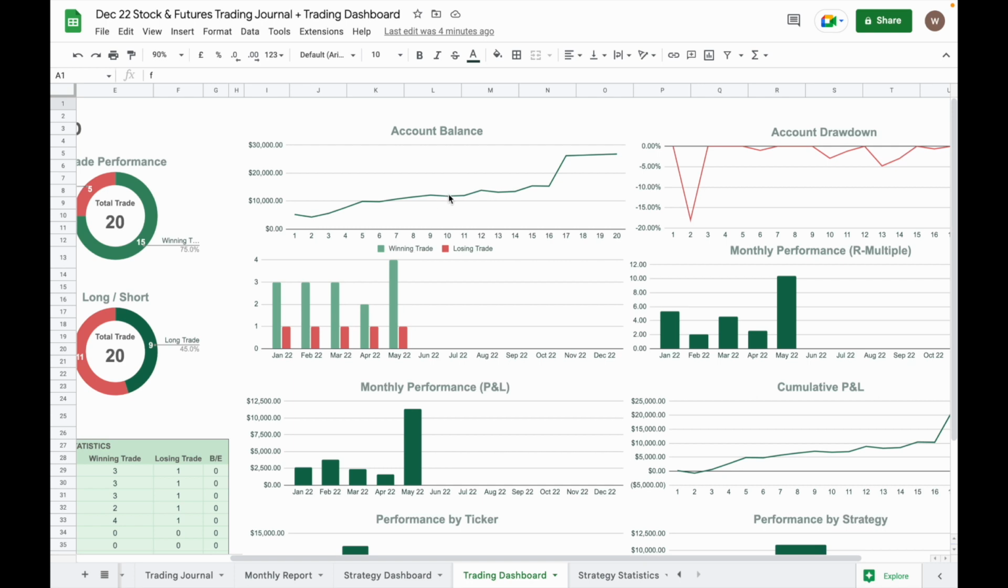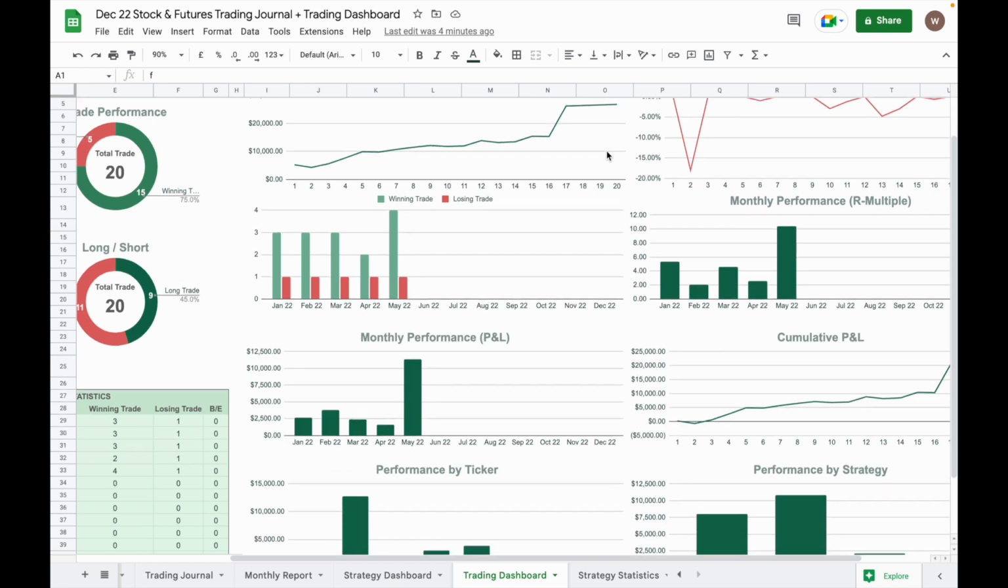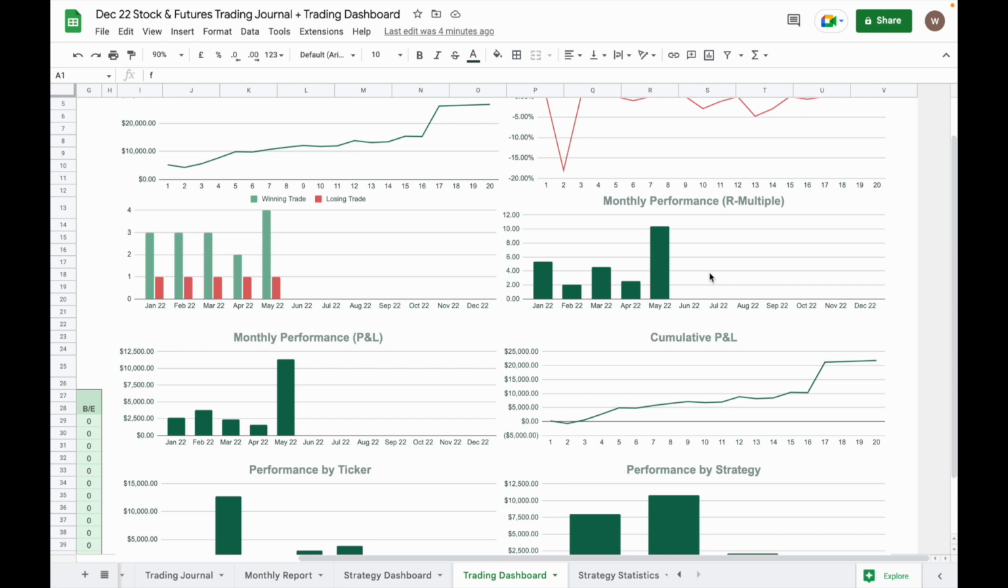The graph here allows you to have a glance of your overall period trading performance such as your account balance, which shows the total value of the account at a given point in time. The account drawdown shows the maximum loss the account has incurred over the overall period, and account cumulative P&L, which shows the net profit or loss accumulated over time.